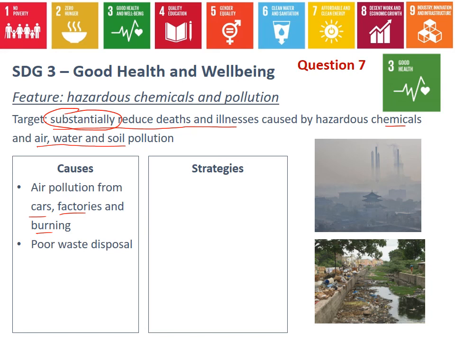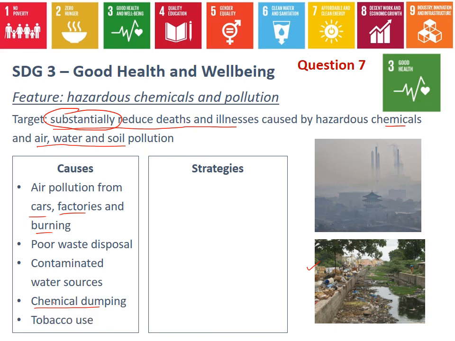Not having good waste disposal. So in a lot of places, waste is just kind of left on the streets. It'll often contaminate waterways and it can seep into soil. Contaminated water, as I just mentioned, and things like dumping of chemicals. So a lot of factories, if there's not strong regulations in place in countries, factories can dump chemicals either in the ocean or in waterways or in soil. And also tobacco use. We're looking at air pollution as well, so tobacco use can contribute to that secondhand smoke.